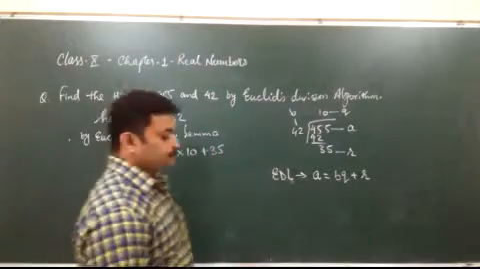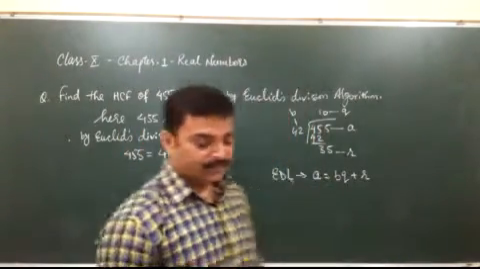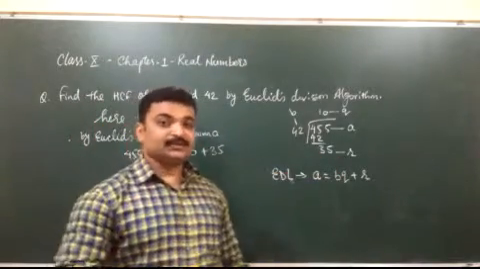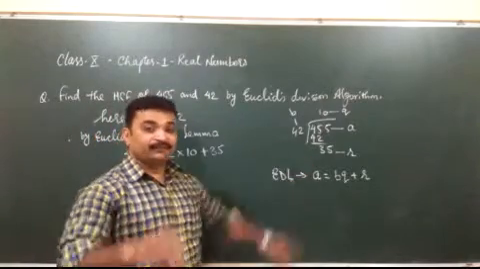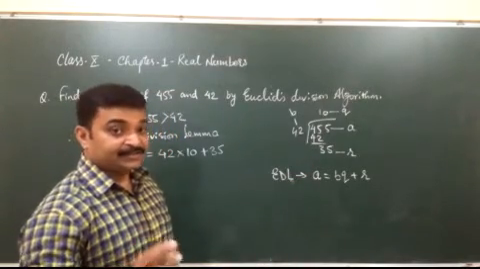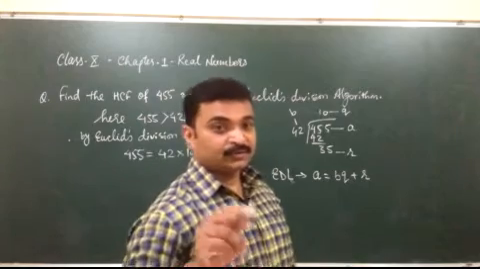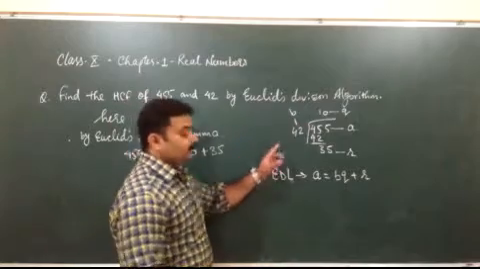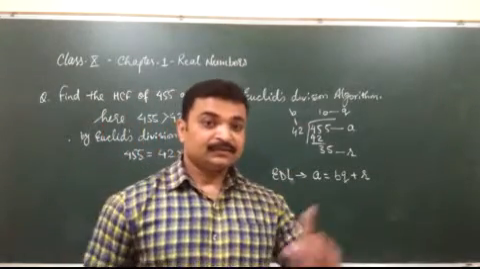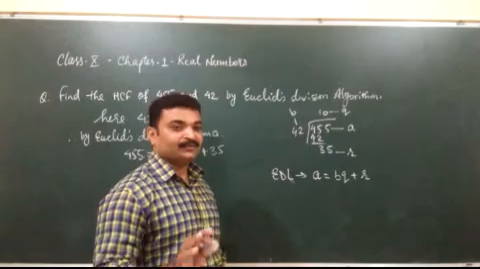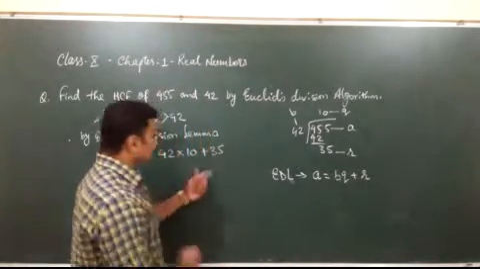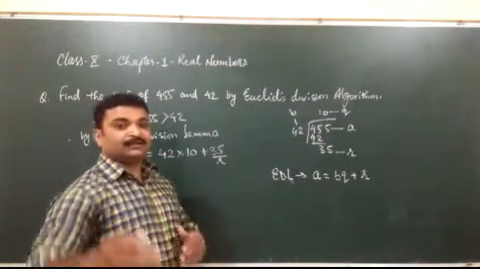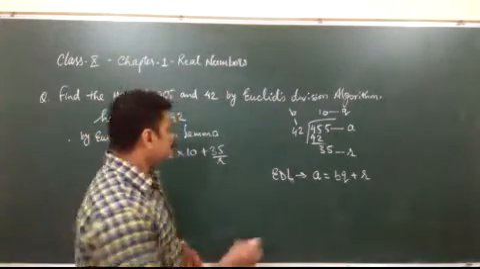Now, if R is equal to 0, if the remainder is equal to 0, then the divisor will be the HCF. This is the second method of HCF, the long division method, which you did in class 6. If the remainder is 0, then the divisor will be the HCF. Here the remainder R is not equal to 0. That means this process will continue again, the same process with the new numbers.